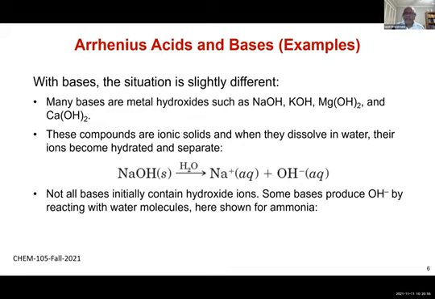So by reacting with water, some bases produce hydroxide ion. Therefore, they also indirectly affect the pH, the concentration of the OH ion of the solution. For example, ammonia, NH3, is a base, but doesn't have OH. But when you put it in water, it produces hydroxide ion and ammonium ion.